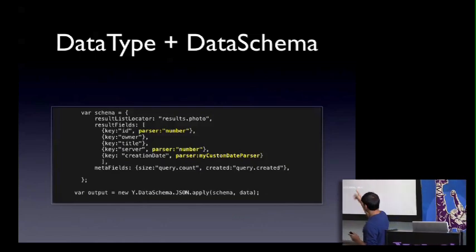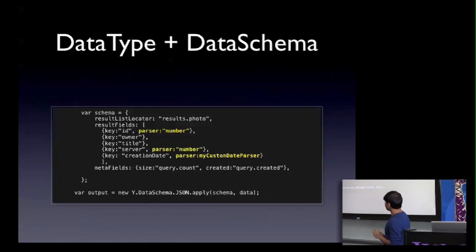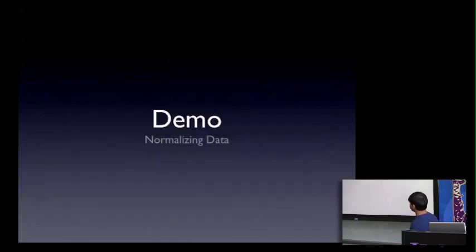All I'm adding is the parser field and sending in a string, which can be a number, a date, or an XML. Or I could send in a custom function, as I've done here. What this will do is take, let's say, the ID field and make sure that it's a number. And it'll take whatever is in server and make sure it's a number. Then I can apply that schema, and I have normalized data coming back to me.